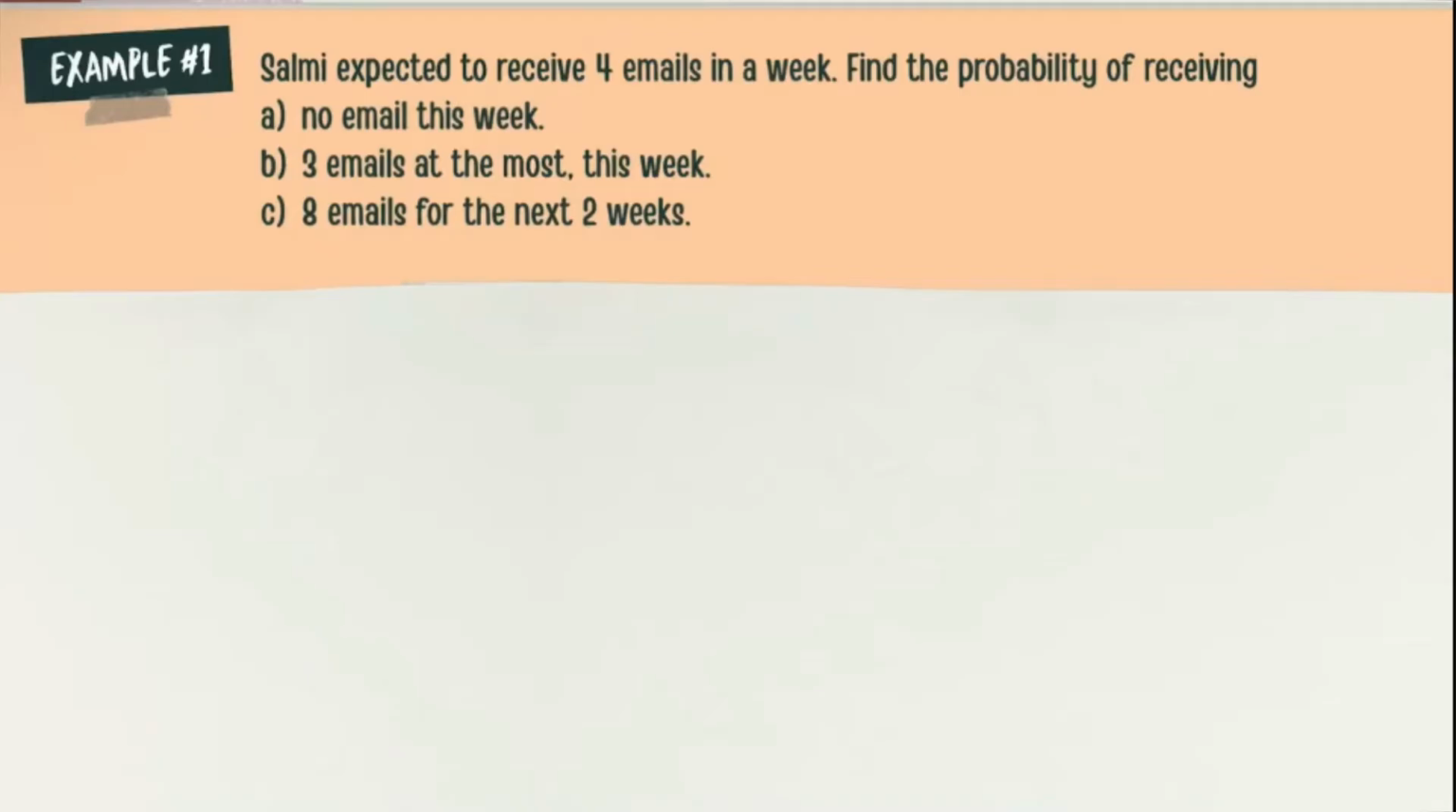Salmi expected to receive 4 emails in a week. So nampak tak? Dia ada 4 email dalam 1 minggu. So ini adalah number of email received in a period of time. Okay, so automatic 4 ini adalah kita punya lambda. Okay, so saya akan buat dia macam ni. X follows Poisson 4 per week. Okay, saya akan tulis per week sebab lambda ini tadi dia boleh berubah-ubah.